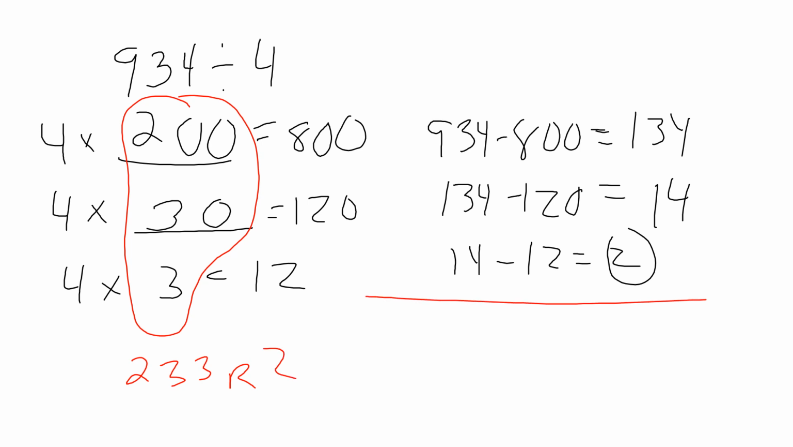And then just for contrast, the traditional algorithm, I'm probably going to run out of space here, but we'd ask, how many times does 4 go into 9? It goes in twice. There's your subtraction. There's the 12. There's the 14, and it goes in 3 times, and then the 14 minus 12 is your remainder.